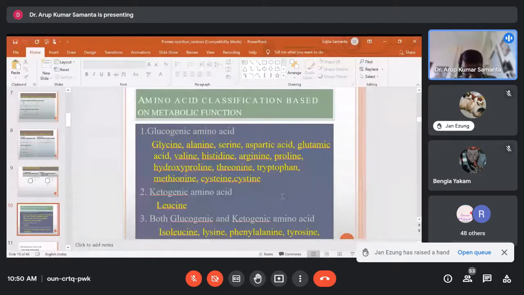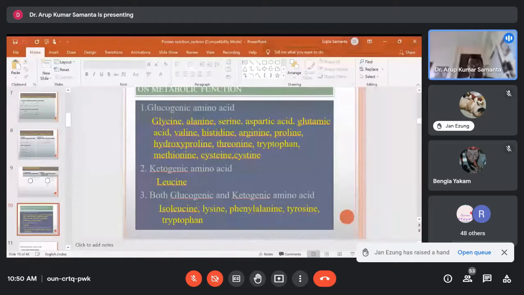The question generally asked is which particular amino acid is considered a true ketogenic amino acid. The true ketogenic amino acid is leucine. You should not forget that leucine is the true ketogenic amino acid. Isoleucine and lysine can also produce ketogenic products, but only leucine produces only ketone bodies. That's why it is considered the ketogenic amino acid.